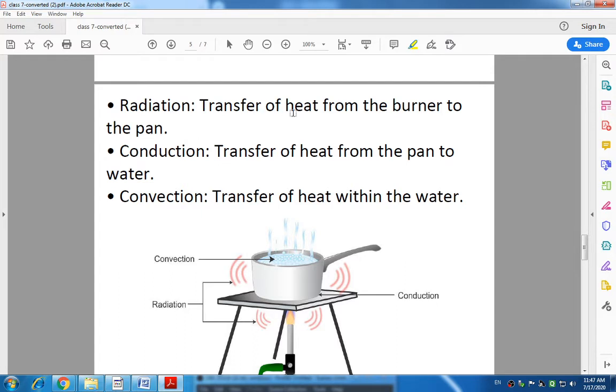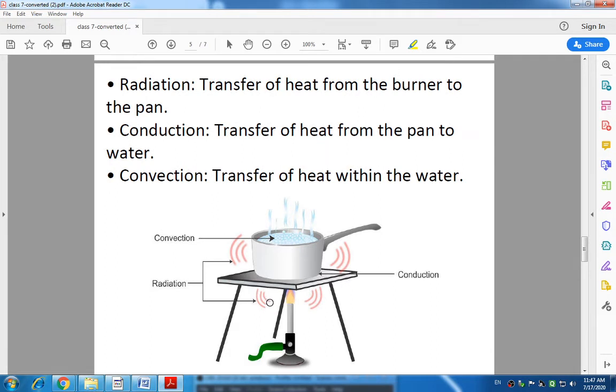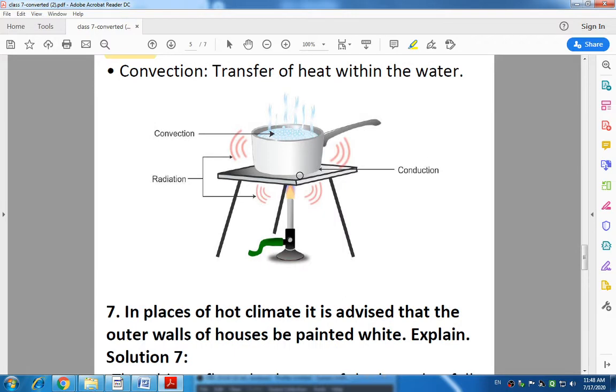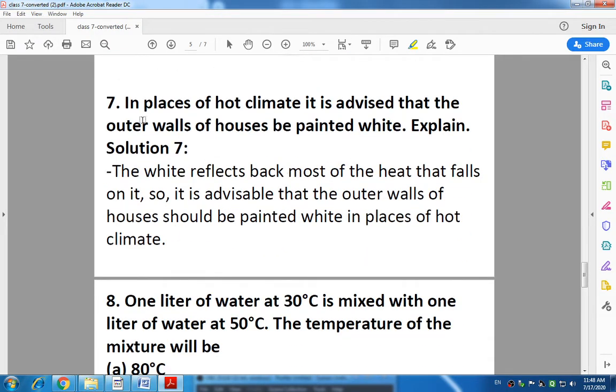Radiation means transfer of heat from the burner to the pan, like this, from here to here. Then conduction, from pan to water. So in the pan there is conduction, and convection within the water. Understood the answer? Yes. Now come to question 7.